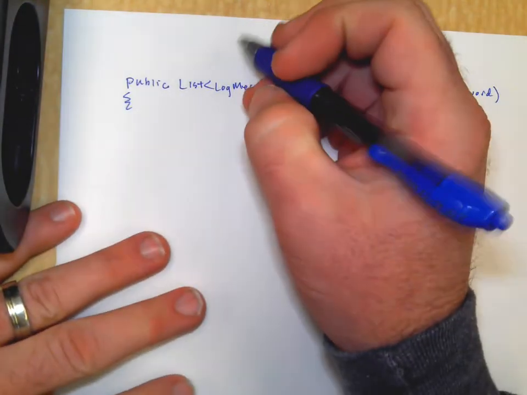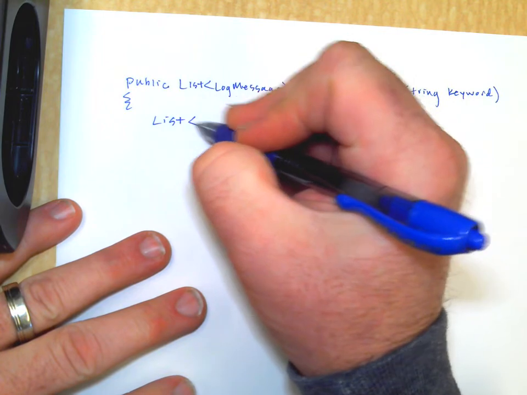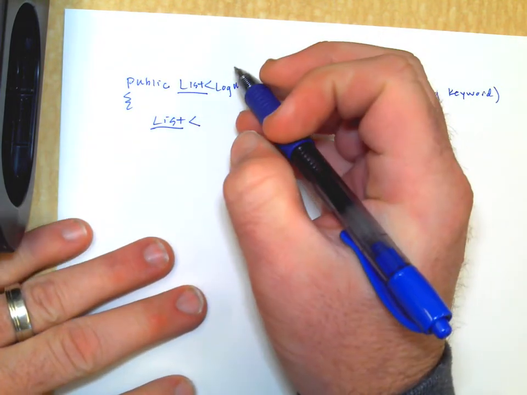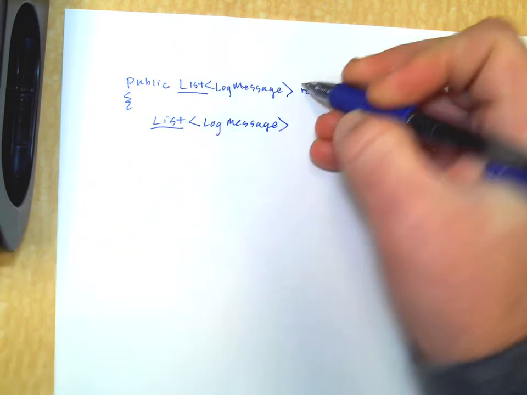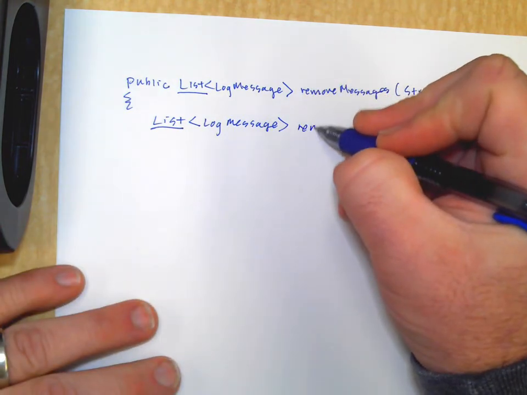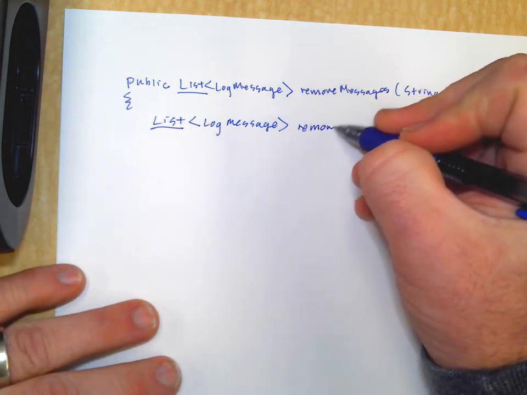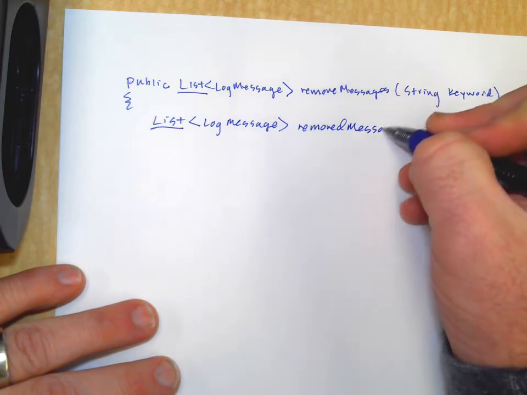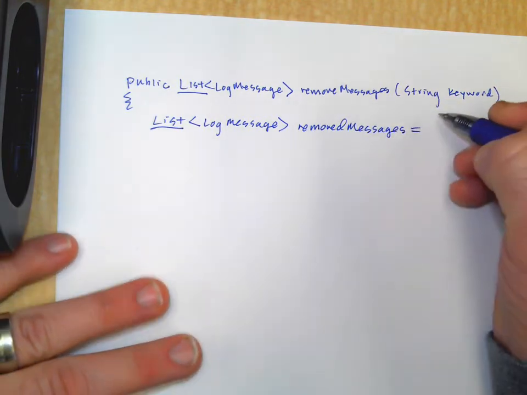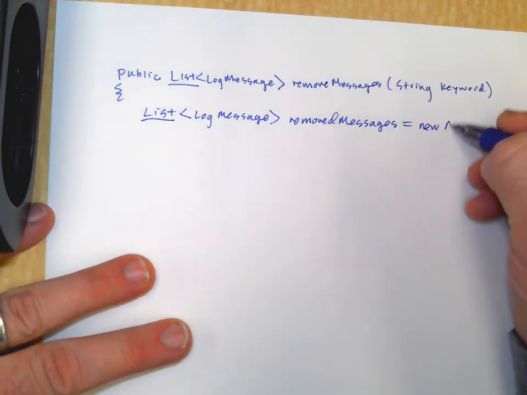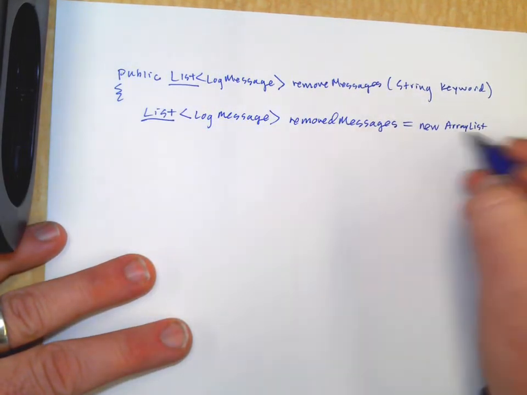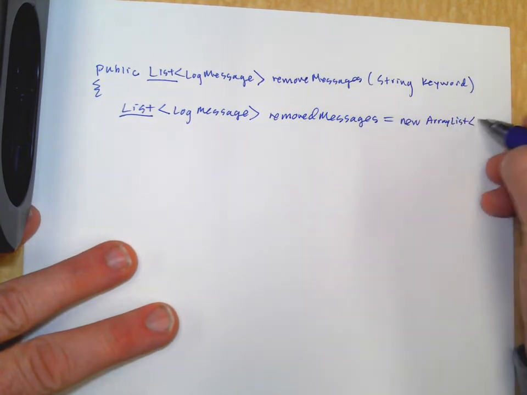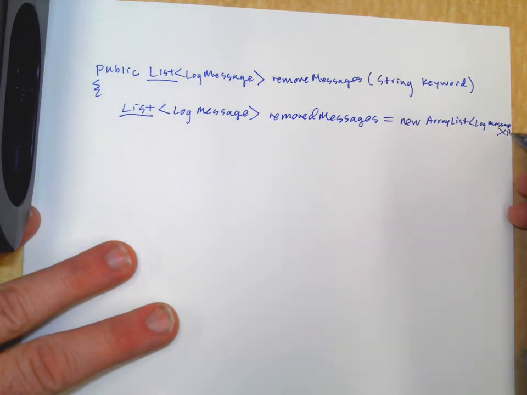Well, we want to create, we're going to say list, because they're using that same thing, log message. It's going to hold log messages, and we could call it removed messages. Seems like a good name, right? And we need to initialize it. So new array list. So the reference is of a more broader type, and then the actual object is a more specific type, array list. And it's going to hold log message objects. So we created that.